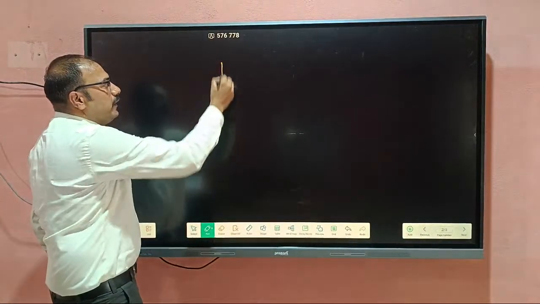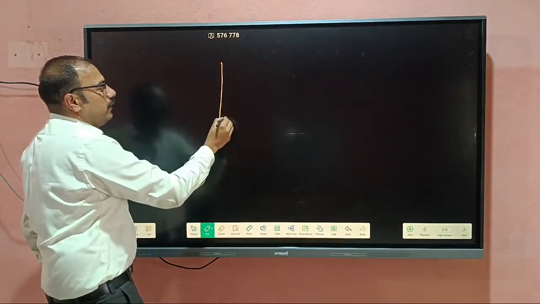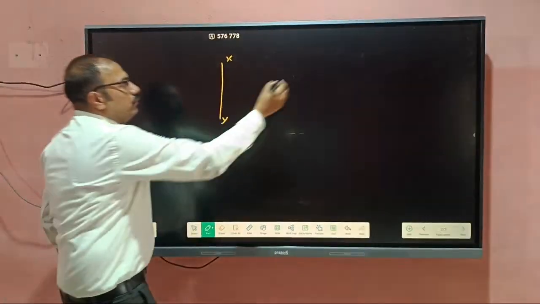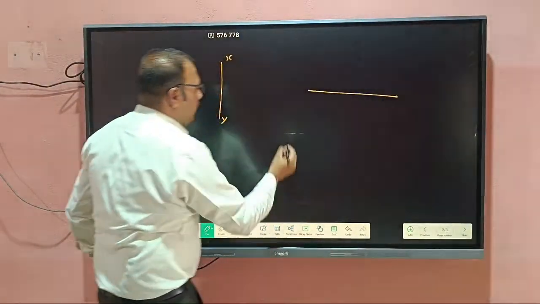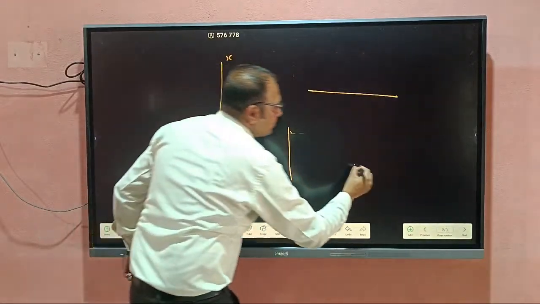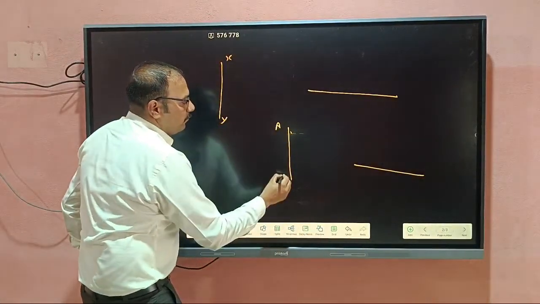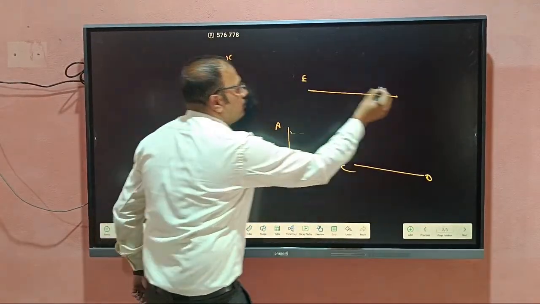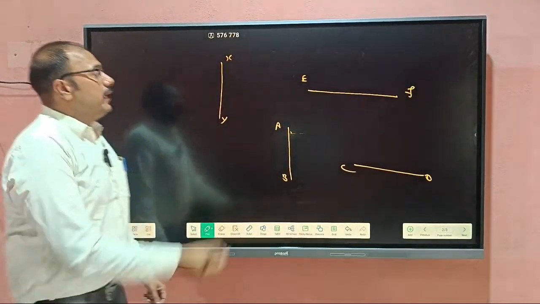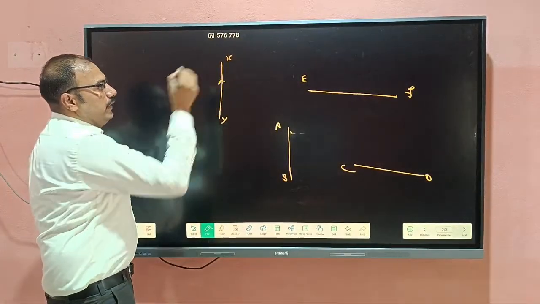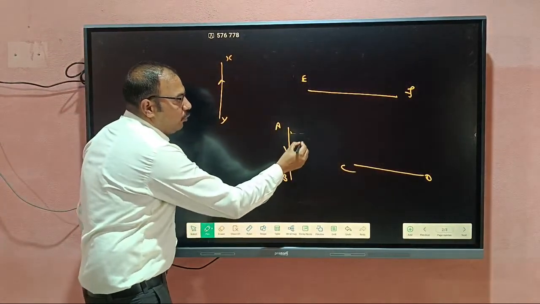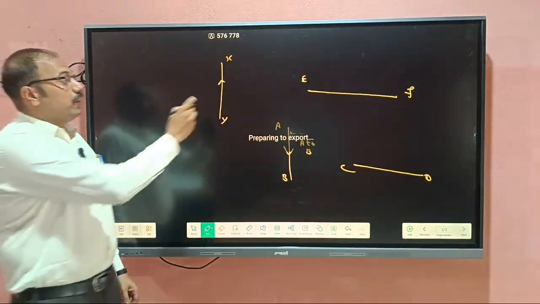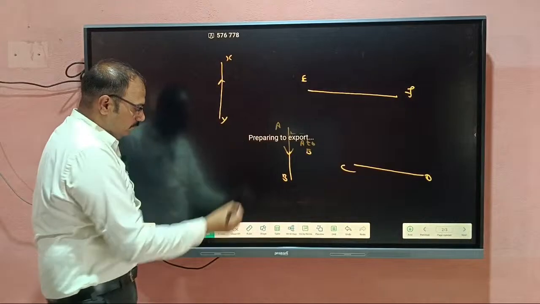So we can find out, for example, like this, there are four types of conductors, Y, X, of the same material. Like this, and another this: A, B, C, D, and E, F. So for example, here the direction of electric current is this, here the direction of electric current is from A to B, and here the direction of electric current is from Y to X.